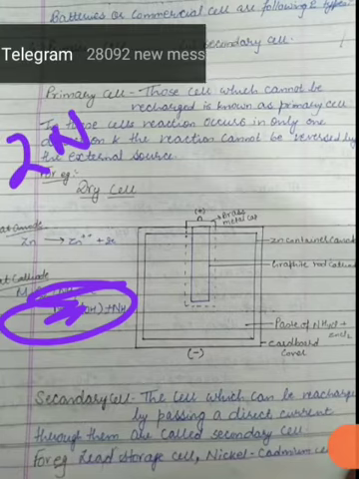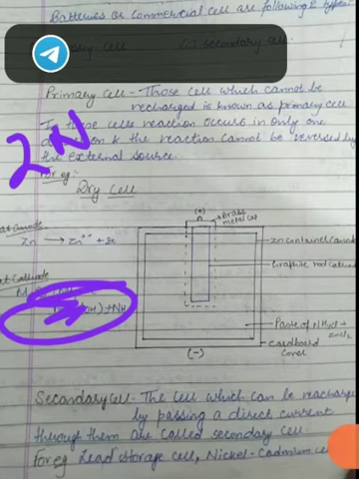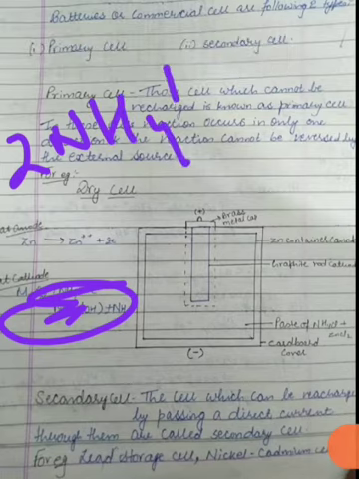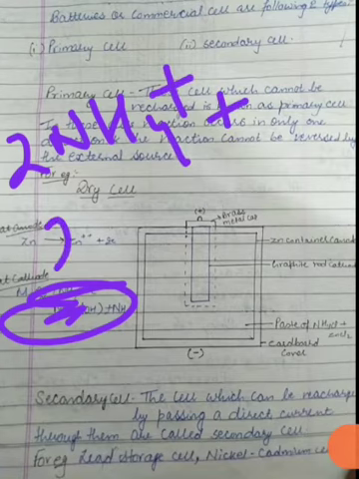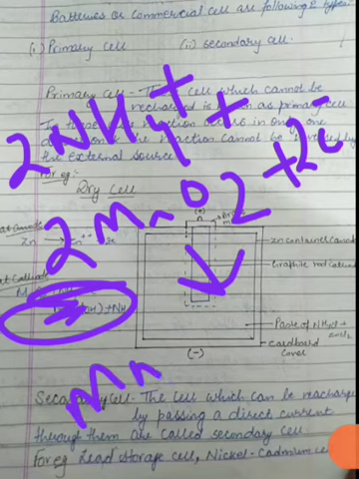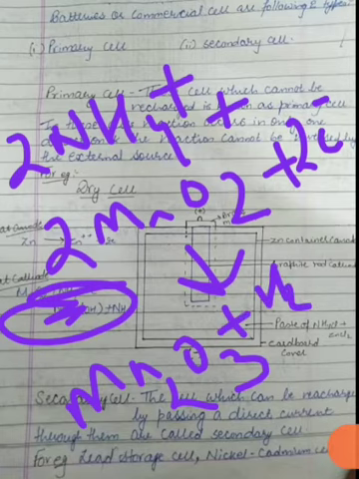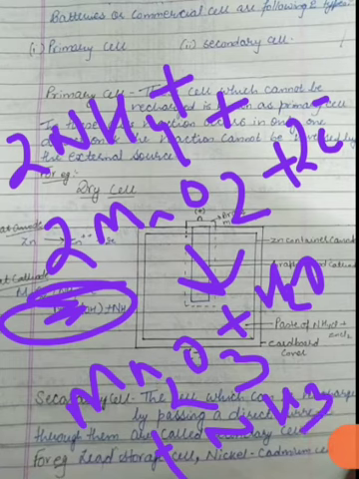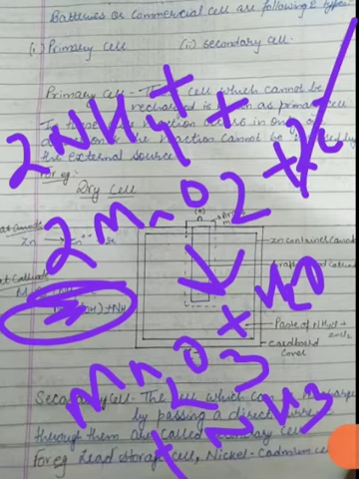Suppose 2NH4+ plus 2MnO2 plus 2 electrons, and it will give Mn2O3 plus H2O plus NH3. And from the anodic reaction, the 2 electrons will be cancelled.